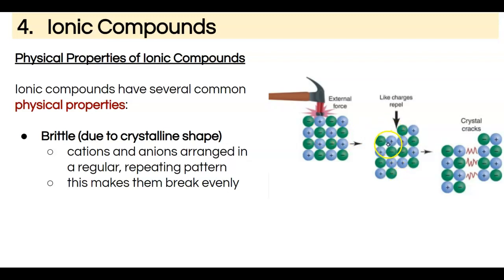And the reason it's able to do this is because when we shift those ions, we can often align cation to cation and anion to anion. And what we learned from grade 9 electricity is that like charges will repel each other, right? So that will create a nice smooth shearing effect on our ionic crystal, causing them to break evenly. Okay, so they're brittle and will break apart sharply because of those aligned ions of like charges.